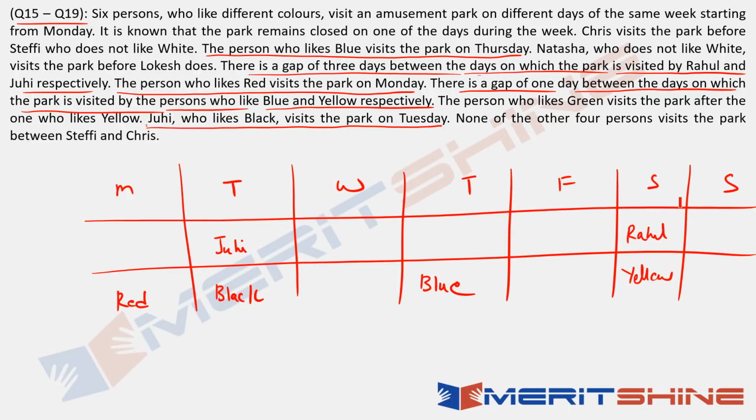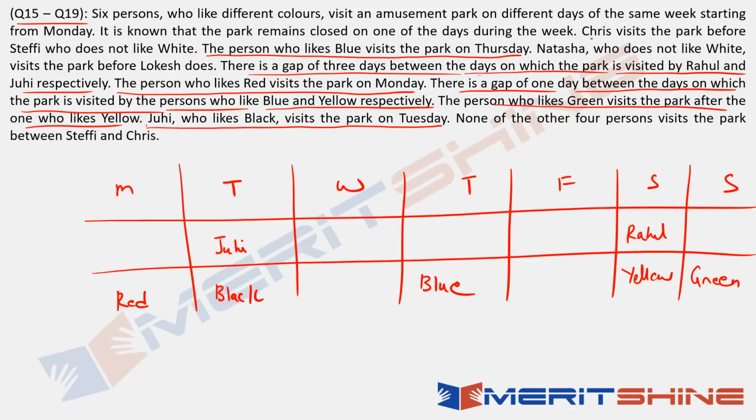It's all direct statements. The person who likes green, this one, visits the park after the one who likes yellow. So this is yellow. So this becomes green. You have got 5 colors here now: red, black, blue, yellow, green. So white would be either here or here. What are we left with? Let's use this. Okay, this is important.